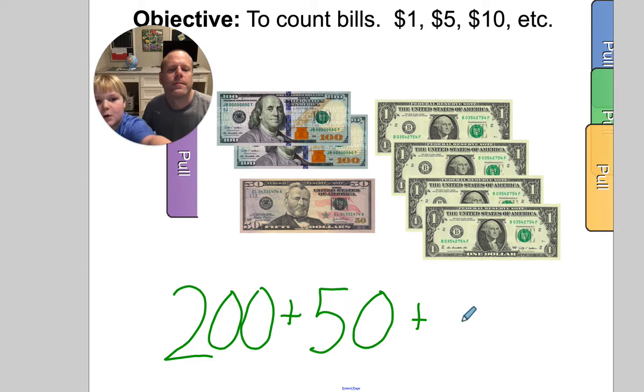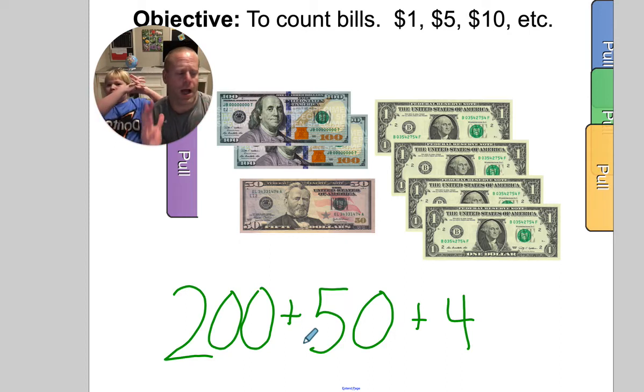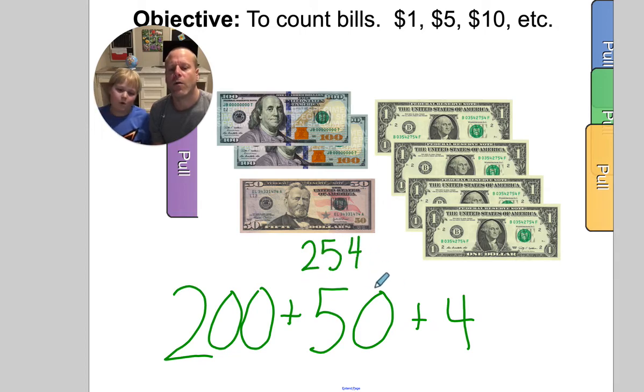51, 52, 53, 54. So if I put this all together, I would change it from extended notation into standard, and I would say 254. And that makes sense because it's 200 and a 50 and a 4. That's a lot of money. Wow. That is a lot of money.